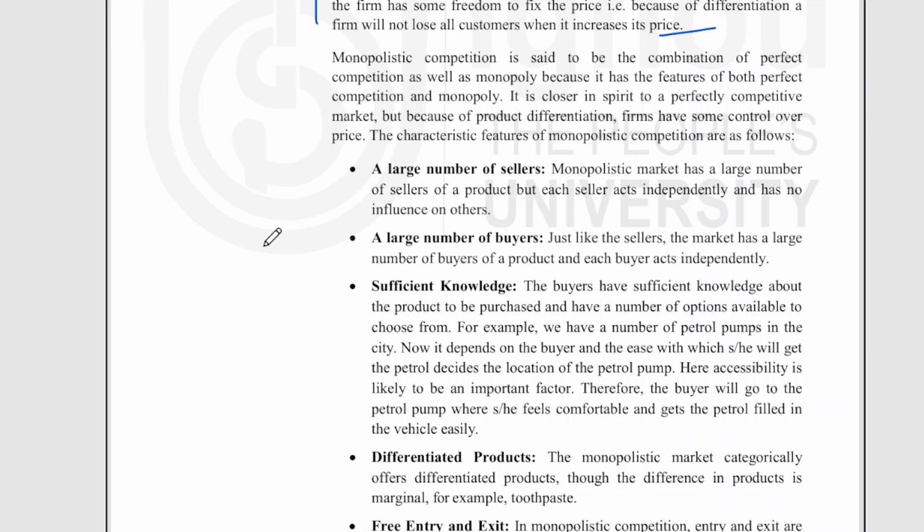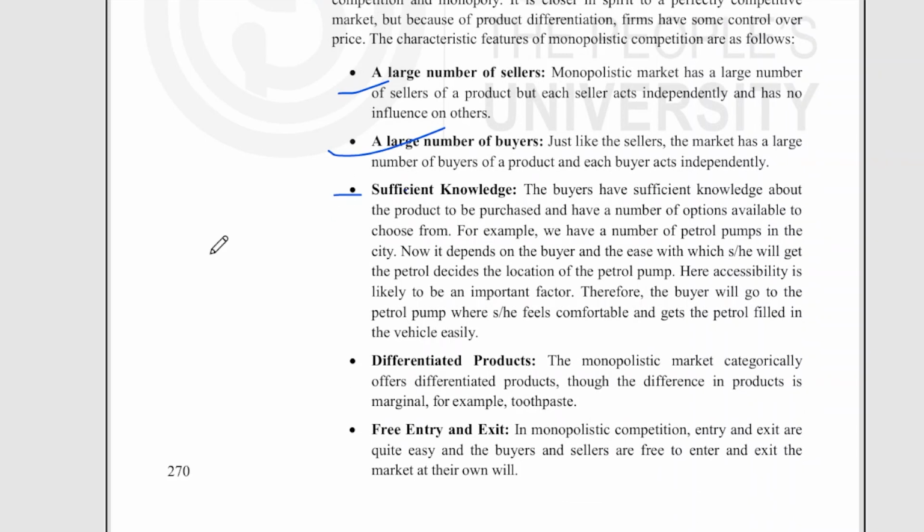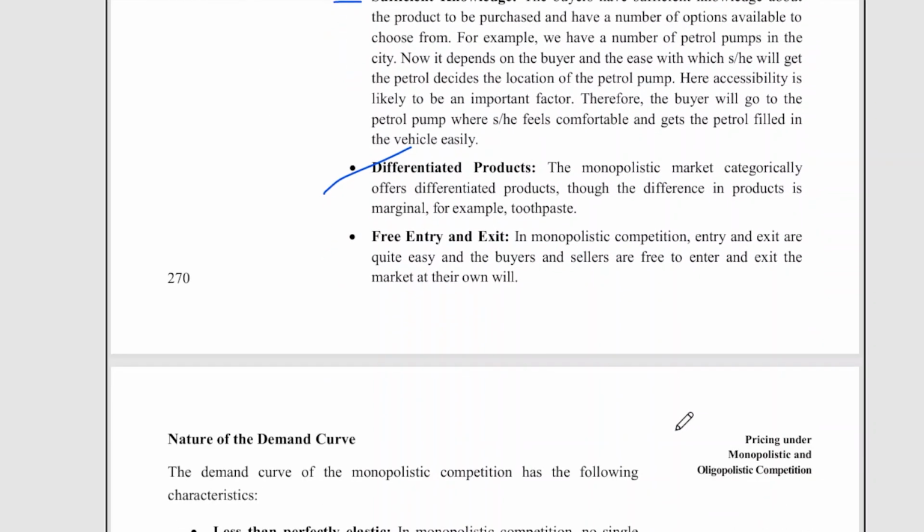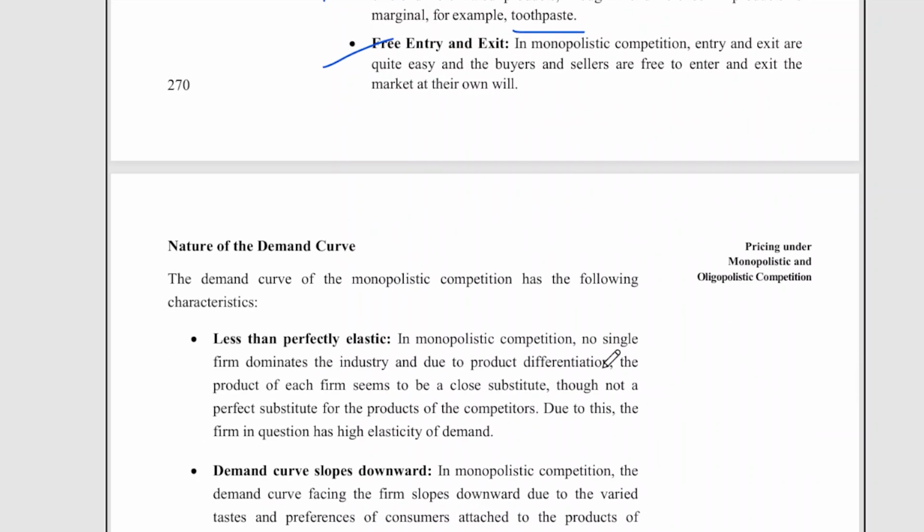The characteristic features of monopolistic competition are as follows. One is a large number of sellers and a large number of buyers. Sufficient knowledge: the buyers have sufficient knowledge about the product to be purchased and have a number of options available to choose from. Differentiated product: the monopolistic market categorically offers differentiated products, though the difference in product is marginal, for example toothpaste. Free entry and exit: in monopolistic competition entry and exit are quite easy, and the buyers and sellers are free to enter and exit the market at their own will.